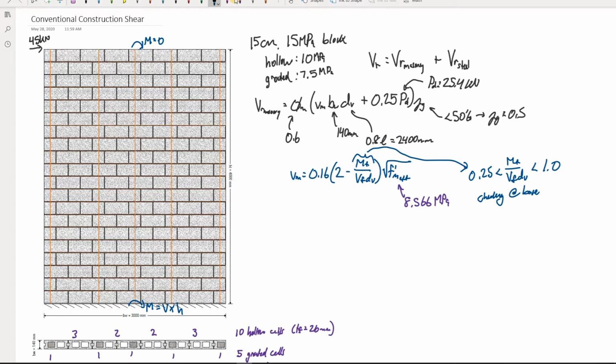And actually, the way it works out is you'll find in many cases the upper value of 1.0 is what's used down here. And then when you work your way up the shear wall, what you will find is at the very top, you get that lower value. Because at the very top, you'll recall it's 0.